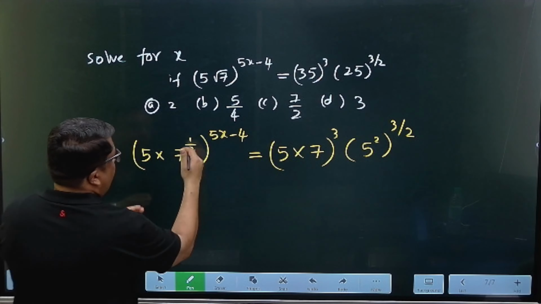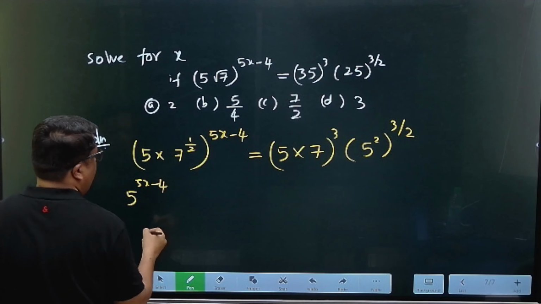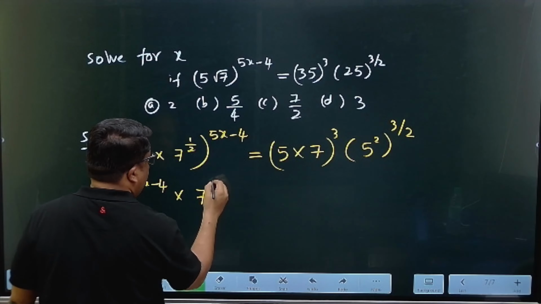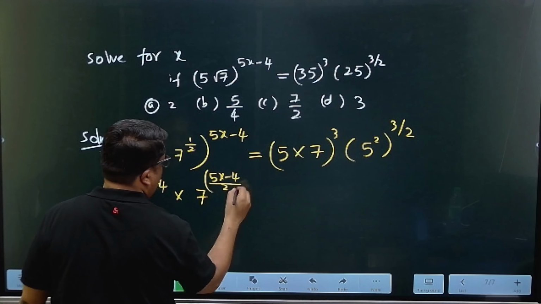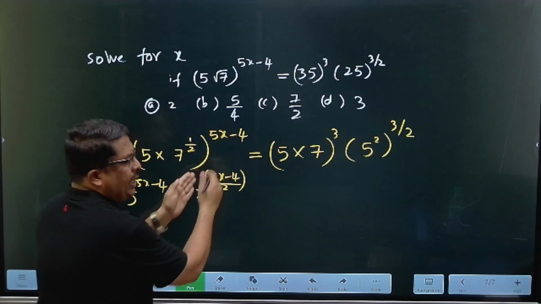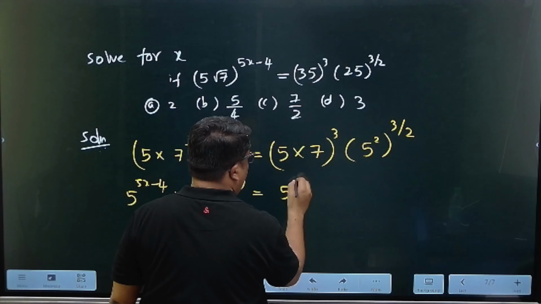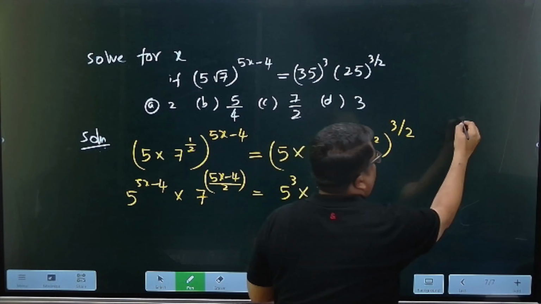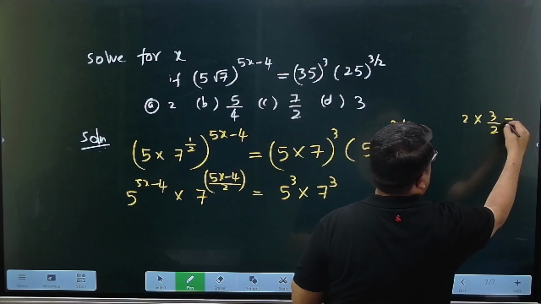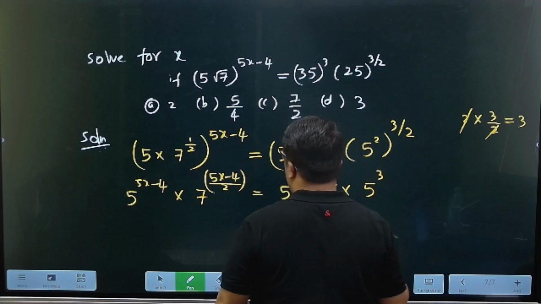Now, the power of power. This is 5 to the power of 5x minus 4, one term, 7 to the power of 5x minus 4 by 2. So what I have done? Power of power, I have multiplied 1 by 2 into 5x minus 4. So this is 5 cube, 7 cube. So again power of power, 2 into 3 by 2 means 3. So the answer is 5 raised to 3.